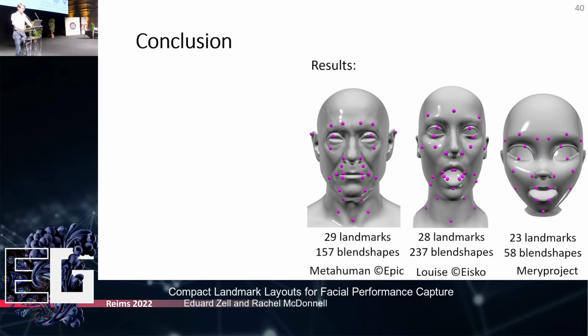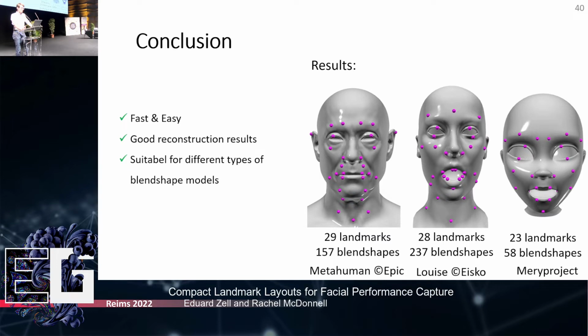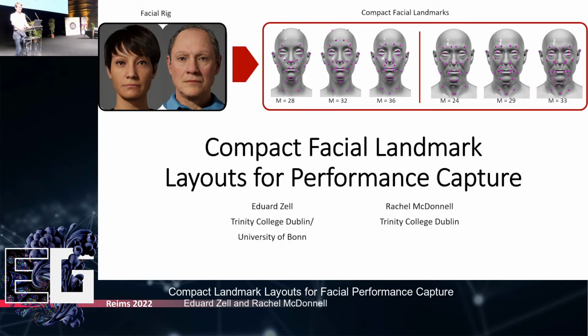So to conclude, we presented a new method for computing compact facial landmark layouts that is fast and, I would say, quite easy to implement. It has good reconstruction results. It's suitable for different types of blend shape models, be it cartoony, with high-end visual effects, or real-time, and it has high semantical correlation with empirical methods. Thank you very much.